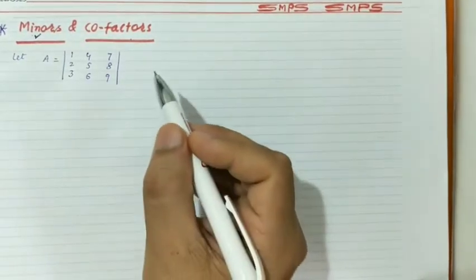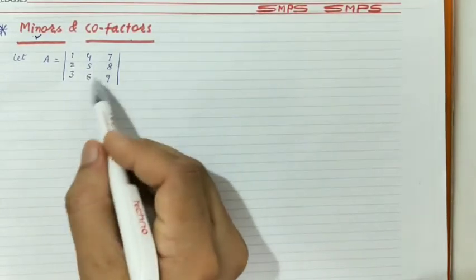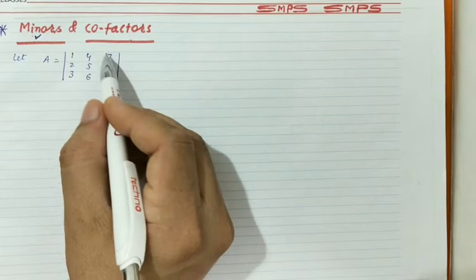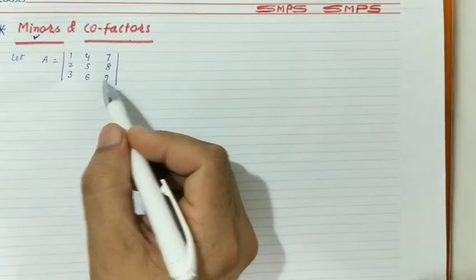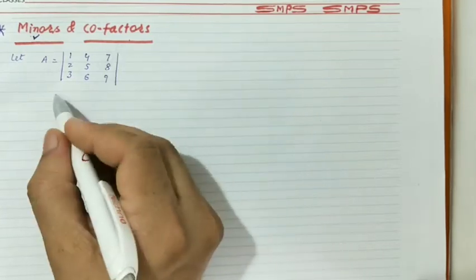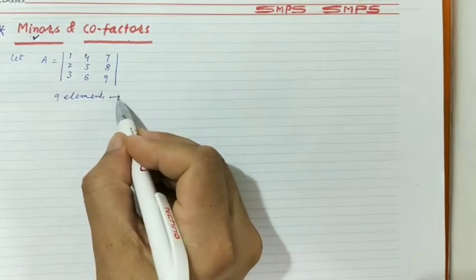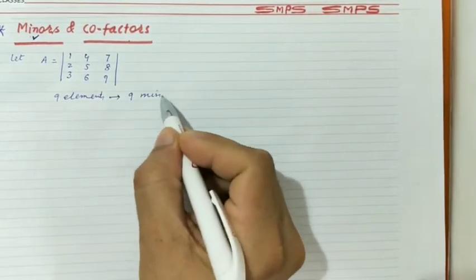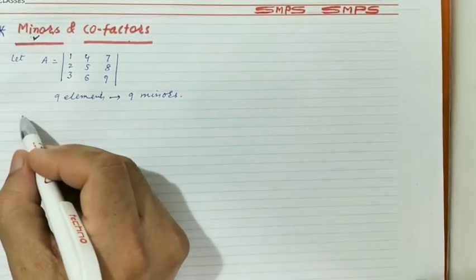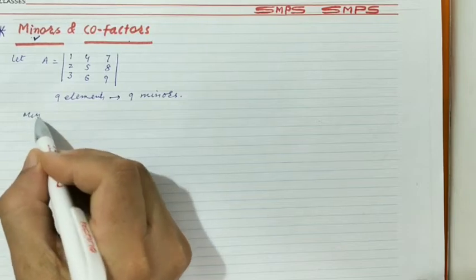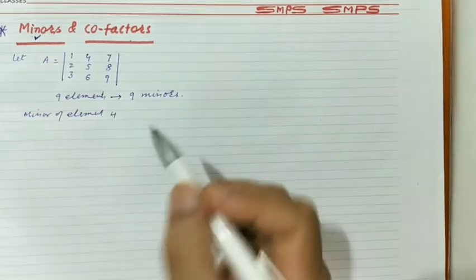Okay, how to find minors. How many elements are there? 9 elements. So each element has a minor. Total elements are 9, it means total minors are 9. Okay, how to find a minor? Look here, the minor of element 4.